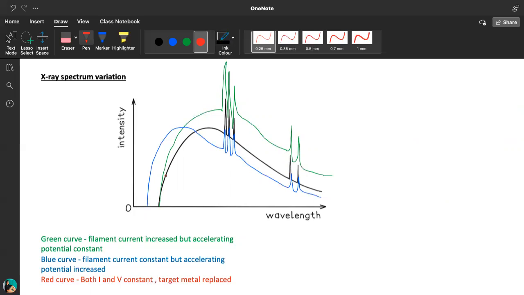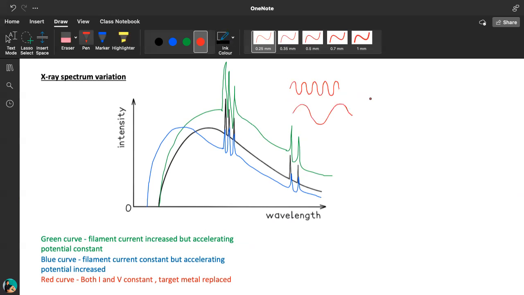So I produce more shorter wavelength X-ray. Okay, very important, this one. I produce more shorter wavelength X-ray. So why do I want to produce more shorter wavelength X-ray? If the wavelength is short, it's easy to penetrate. If the wavelength is long, it's very hard to penetrate.